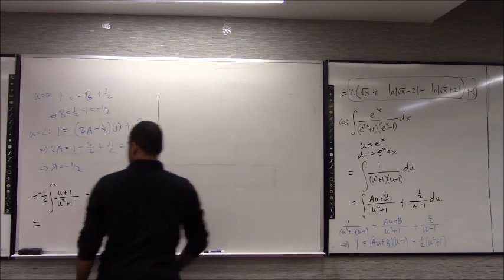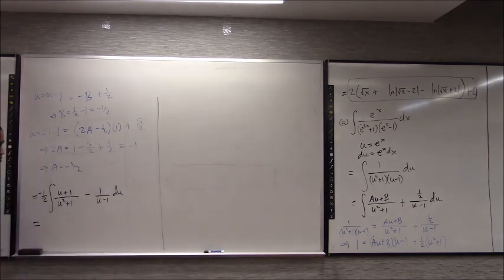And how would we deal with this one? Well, this one, of course, is going to be ln of absolute value u minus 1. How do you deal with this one? You use u substitution? Okay, what would the substitution be? Let's say t. T equals what? T equals u squared plus 1.